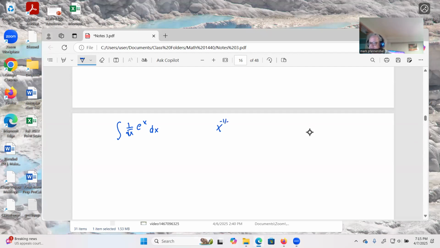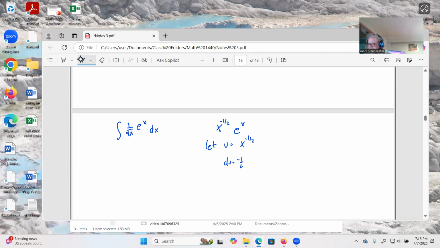So this is x to the negative 1/2. That's a fancy way to write 1 over the square root of x, e to the x. And then I'm just going to do my regular integration by parts. I'm going to go ahead and have u equals x to the negative 1/2, and our du equals negative 1/2 x to the negative 3/2. Okay. So my dv is what's left, e to the x dx. And v, of course, is e to the x.